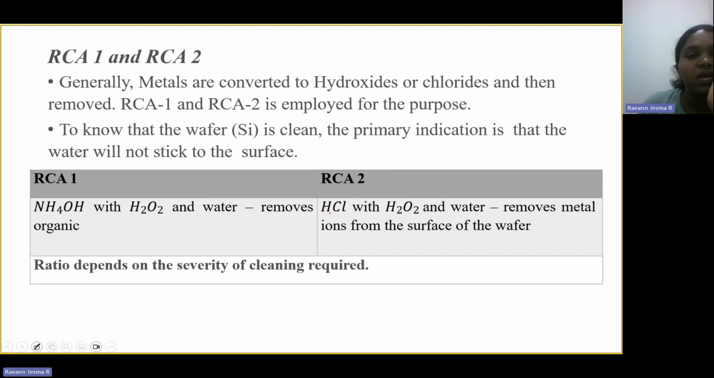If you want to know whether the wafer is clean or not, then like I told before, if it is a silicon wafer, one of the primary indicators is that there will not be any water sticking to the surface. This is because silicon is hydrophobic, so it does not attract any water particles. And the ratio that we use for cleaning will depend on how severe the cleaning needs to be. So this is generally the first cleaning process.